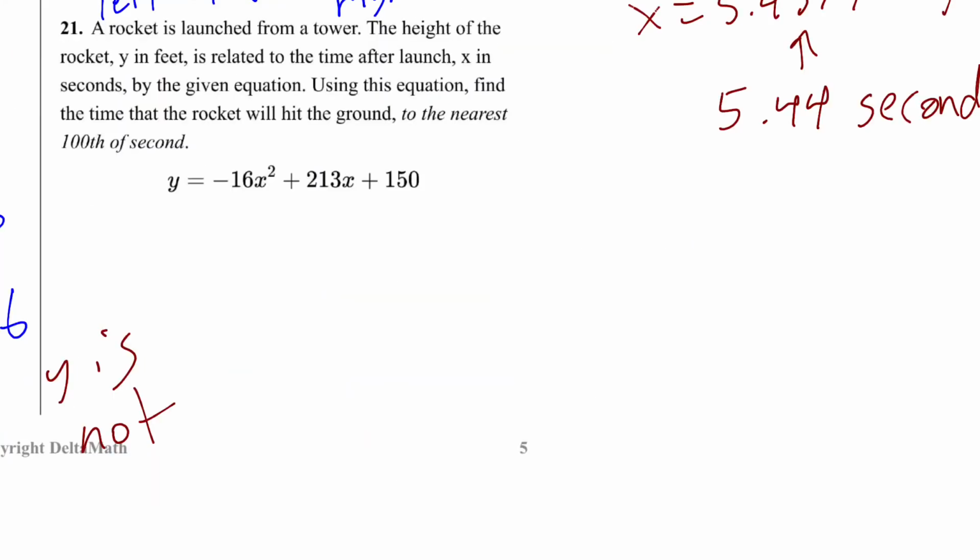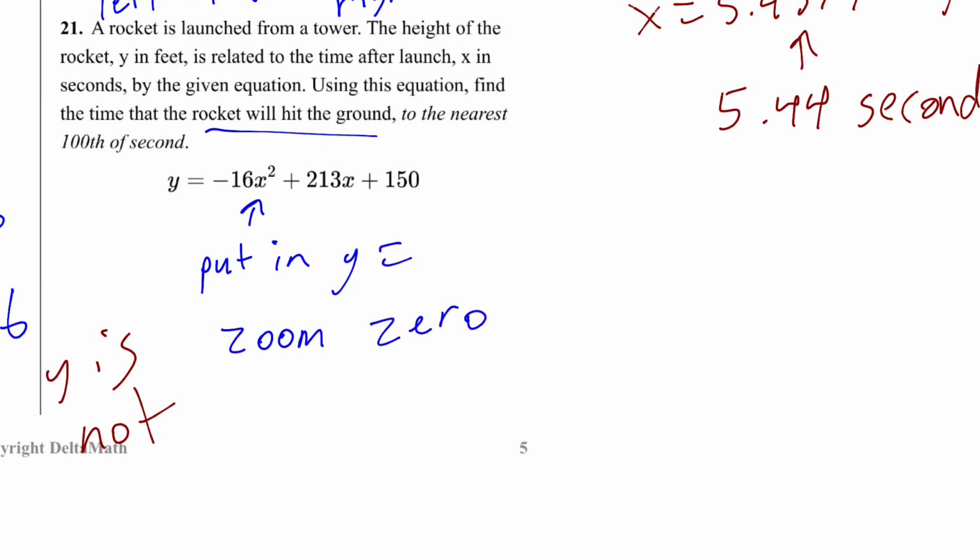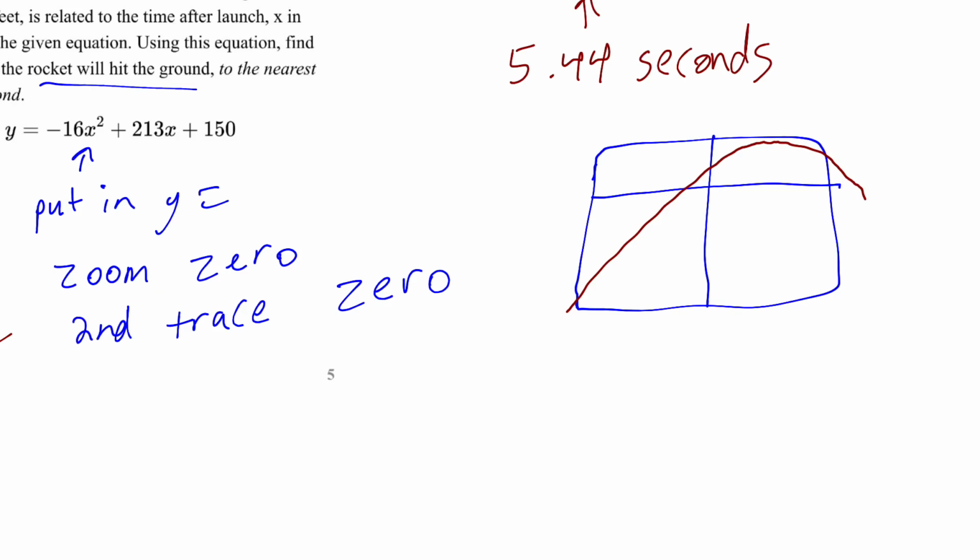This next one, it wants to know when it will hit the ground. So it's not looking at the vertex anymore, but we're still going to put this into y equals. We're going to press zoom 0 to make it fit, and then we're going to press second trace to pull up the calculate menu. And instead of pressing maximum, we're going to choose the 0. And if this is what our calculator looks like, we want to find this right here. This is our goal.